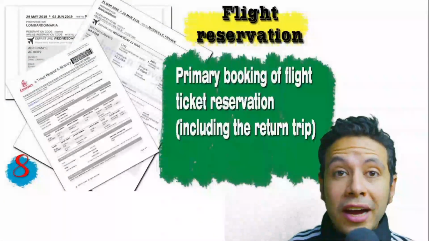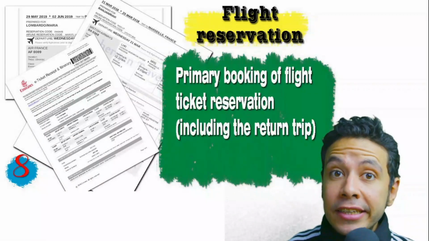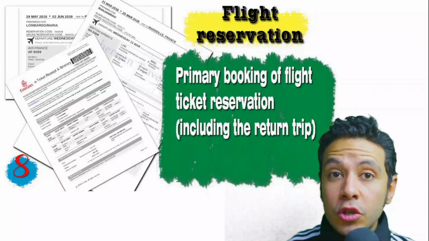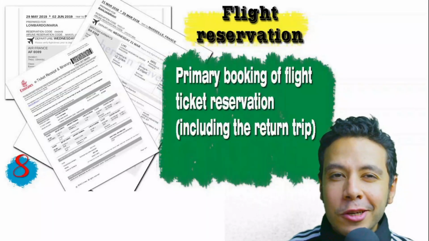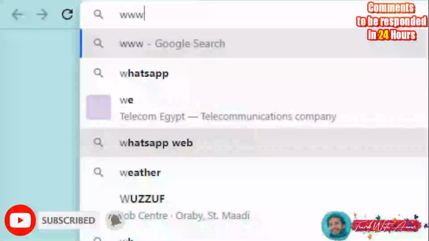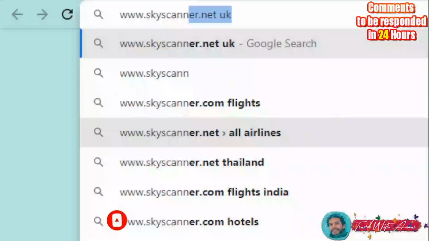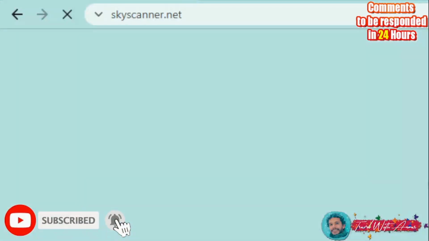You should also provide a flight reservation. It could be an initial booking, but in some minor cases, you will need to provide a confirmed booking. And remember that this flight reservation must include a return ticket. So let me show you a short tutorial in how to book your flight, and we will use this site, skyscanner.net.